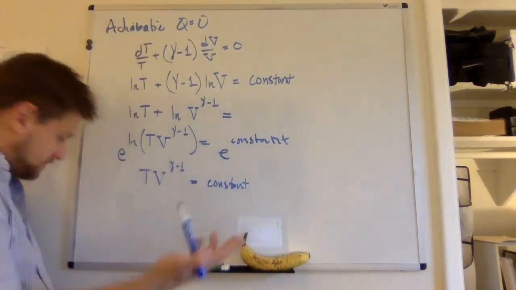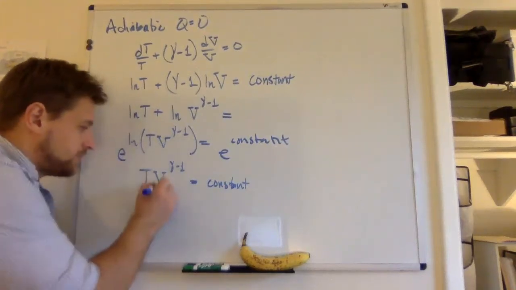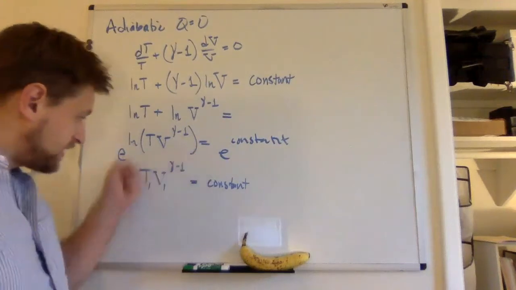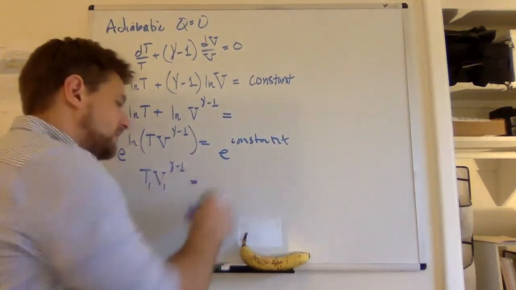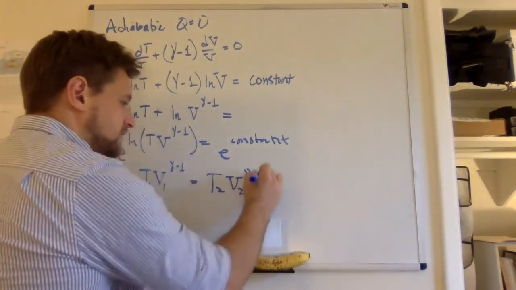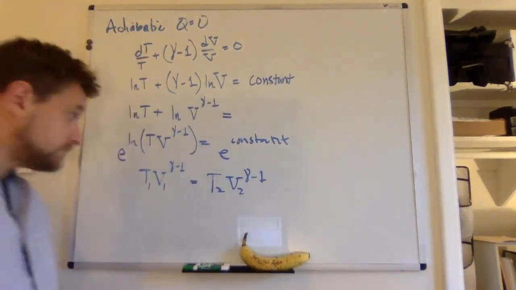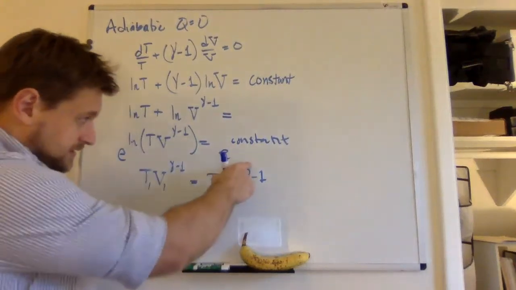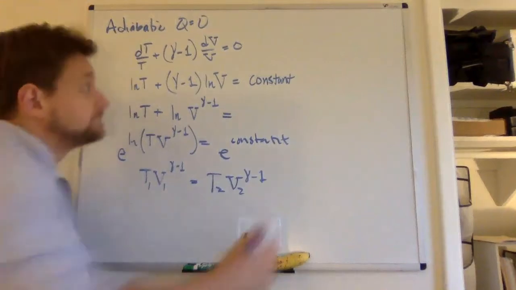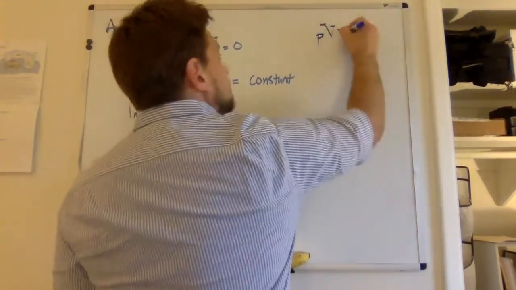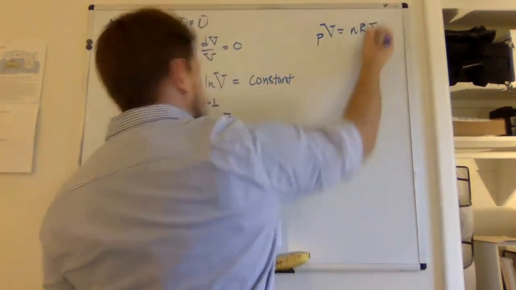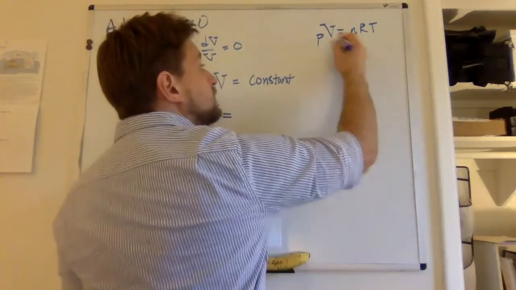So during an adiabatic process from temperature 1, volume 1 to some temperature 2, volume 2, this product needs to be constant. So if we evaluate it at state 1, then we have to evaluate it at state 2 and get the same answer. That's not an 8, it's a gamma. Okay, cool. Now, from the ideal gas law, we could write this in terms of temperature, or I'm sorry, in terms of pressure if we wanted to.